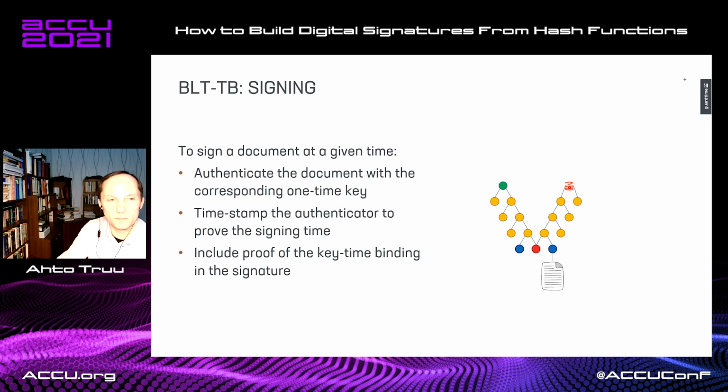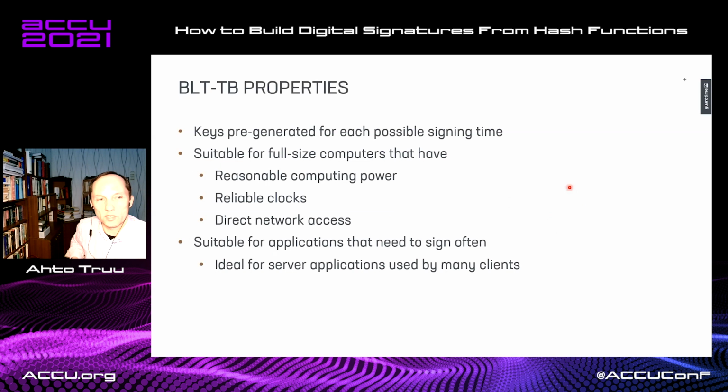So this is how it works. Keys are pre-generated for each possible signing time. And this kind of scheme is suitable for computers that have reasonable computing power, because you need to generate a quite large number of keys in advance. And you need to have a reliable clock to know what the correct time is, and you also need reliable network access to the timestamping service.